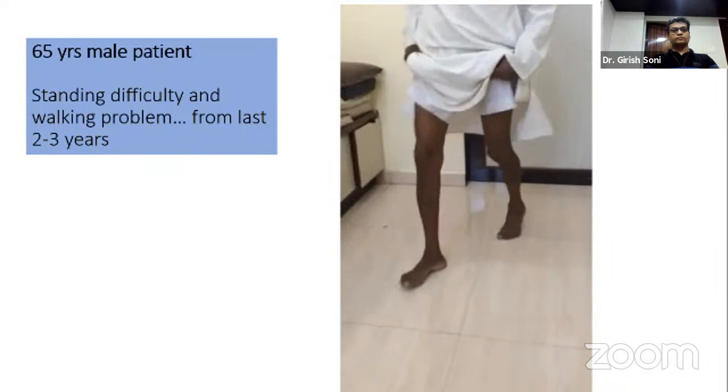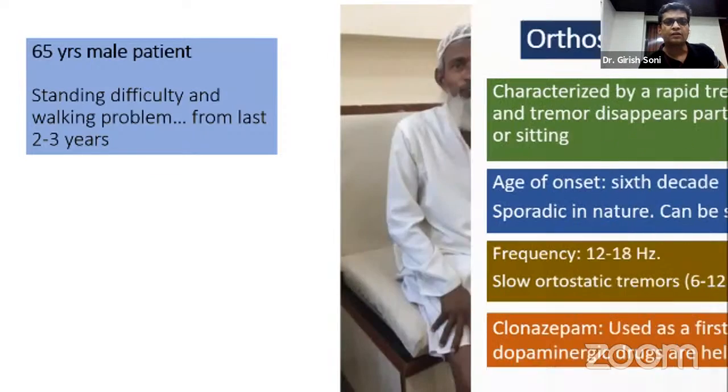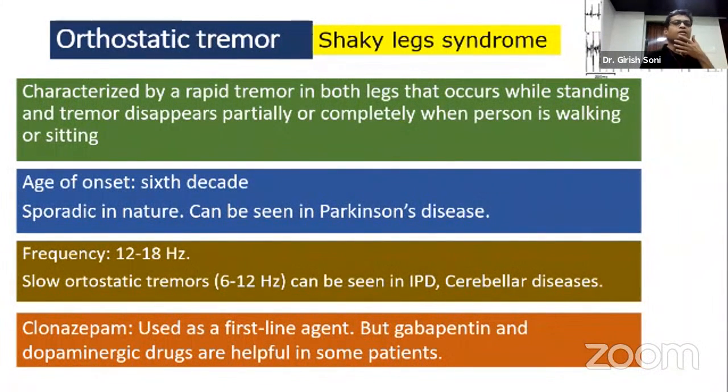As we can see very clearly, while sitting and while walking, the tremors are not there, and the tremors or shakiness of the legs is there whenever he is standing. So this is orthostatic tremor or shaky leg syndrome, which is characterized by tremors in both legs while standing, and the tremors disappear partially or completely when the person is walking or sitting.